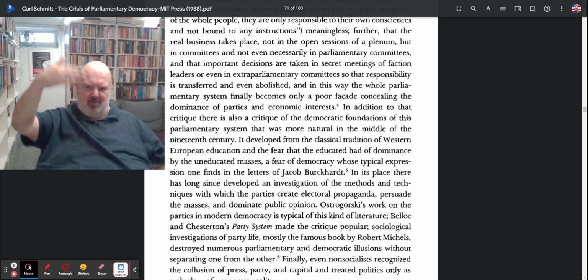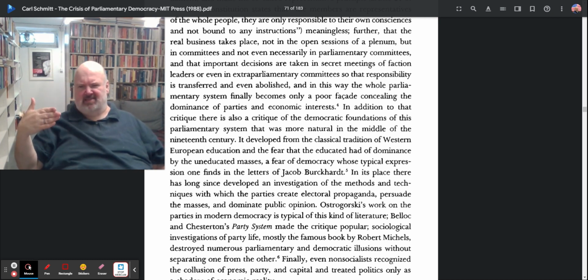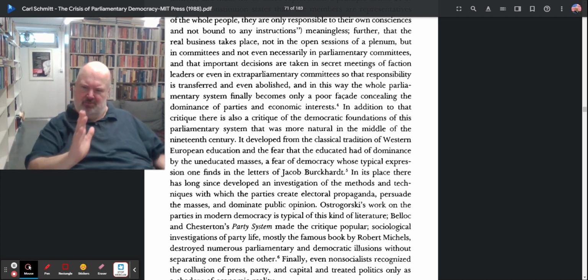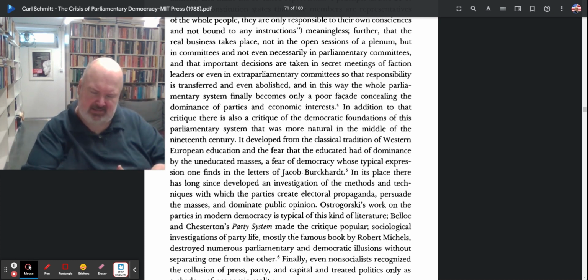In the 19th century argument, Burckhardt and people like Ortega y Gasset had this fear of the masses, that the educated people had of the masses. You see this a little bit in Tocqueville. You see this in Burckhardt. But as we move to the end of the 19th century and into the 20th century, you have a new interpreter.